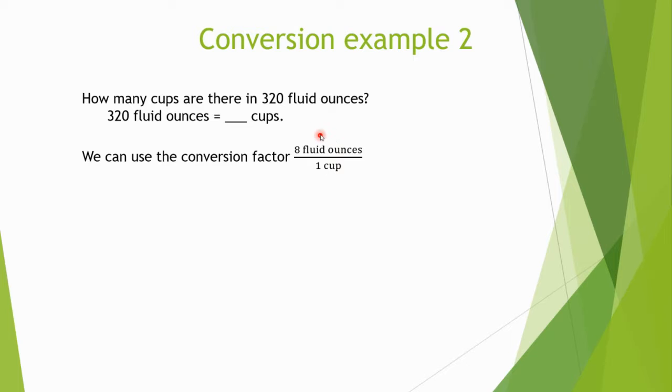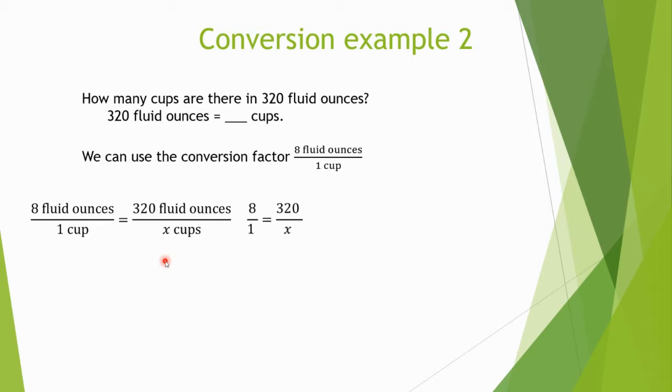So we know that 8 fluid ounces equals 1 cup. So we want to know how many cups 320 fluid ounces equals. So again, we have a proportion. And X is how many cups we have. X is our unknown. So how do we figure out X? Well, we're going to cross multiply. That's what we get.